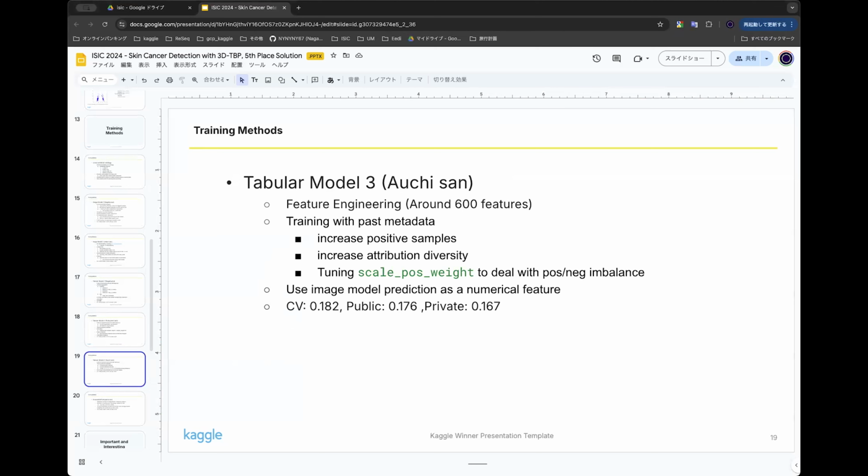This is tabular model 3. In tabular model 3 part, we created around 600 features. No significant difference from tabular model 2 in features, but less aggregation patterns. This model used data from past competitions to increase the positive samples. This was done in the hope that increasing the positive samples would improve the training process. Tuning the scale_pos_weight parameter of LightGBM improves the accuracy, and we use LightGBM and XGBoost.